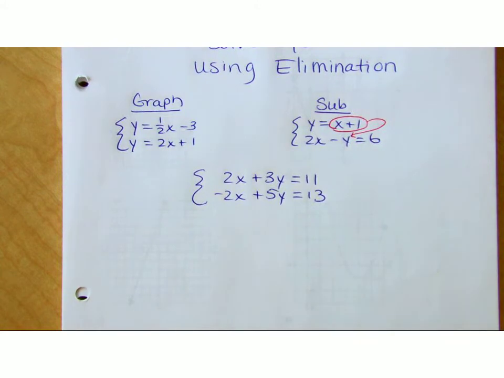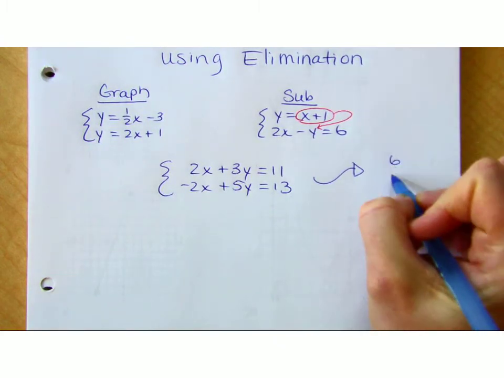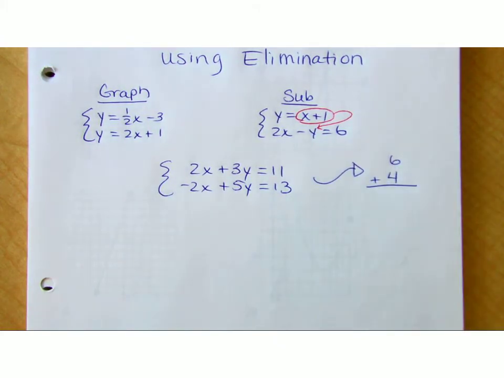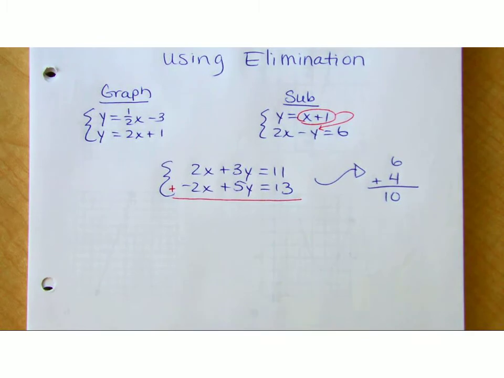Okay? So kind of off to the side here, you may or may not know that you can add equations. What do you mean you can add equations? Just like you can add expressions, you can add equations. Just like you had a little expression like this that you would set up vertically, and 6 plus 4 is 10, you can do the same thing with equations. So I want to take 2x plus 3y equals 11 and add it to negative 2x plus 5y equals 13. And watch how awesome this is. Yes, I know, I see people's faces.